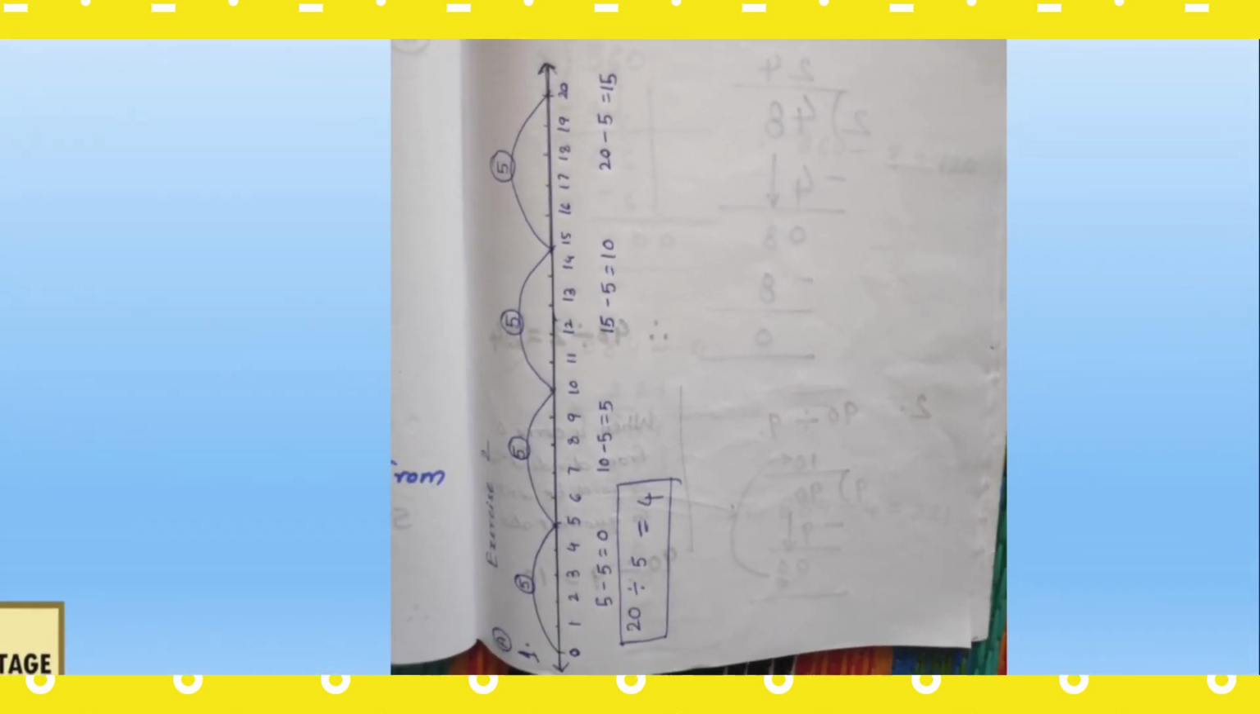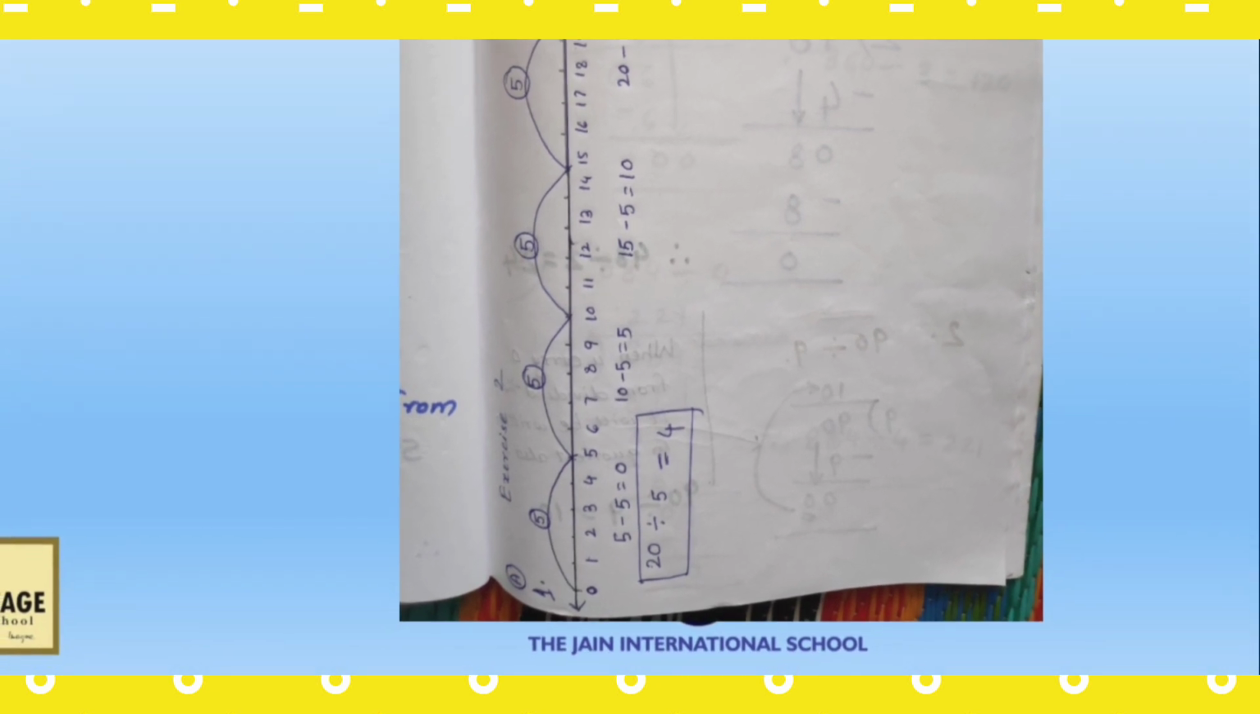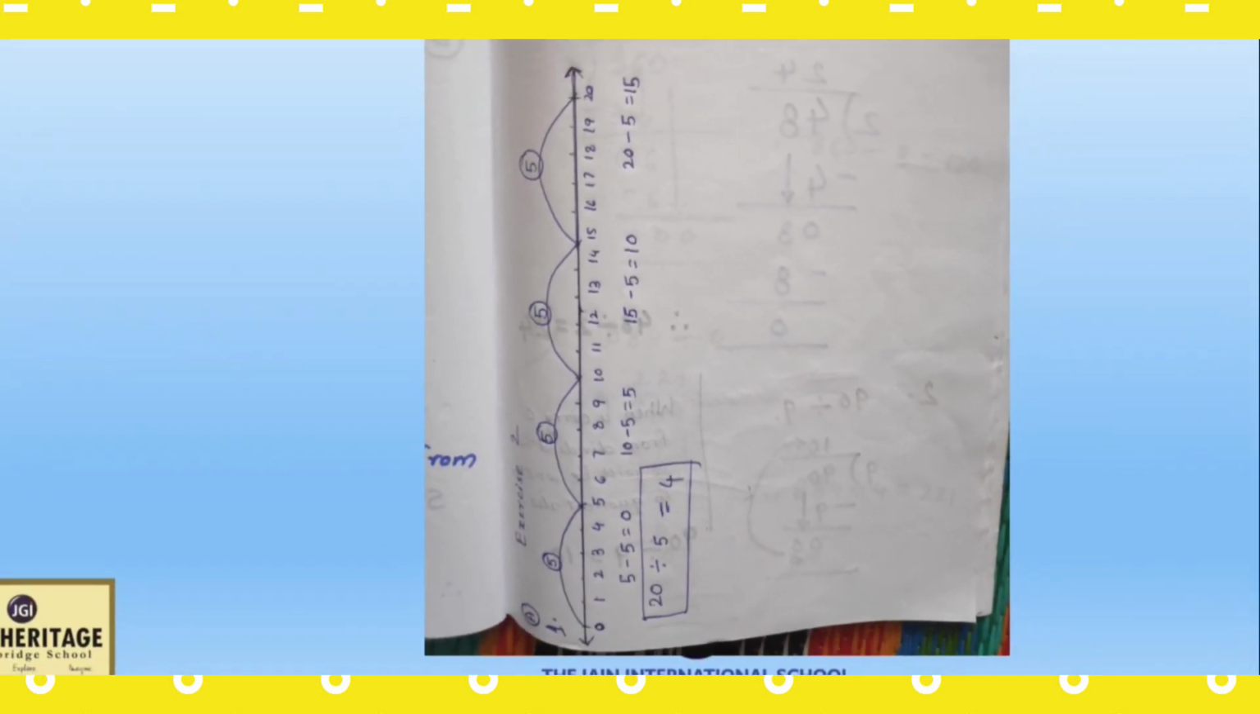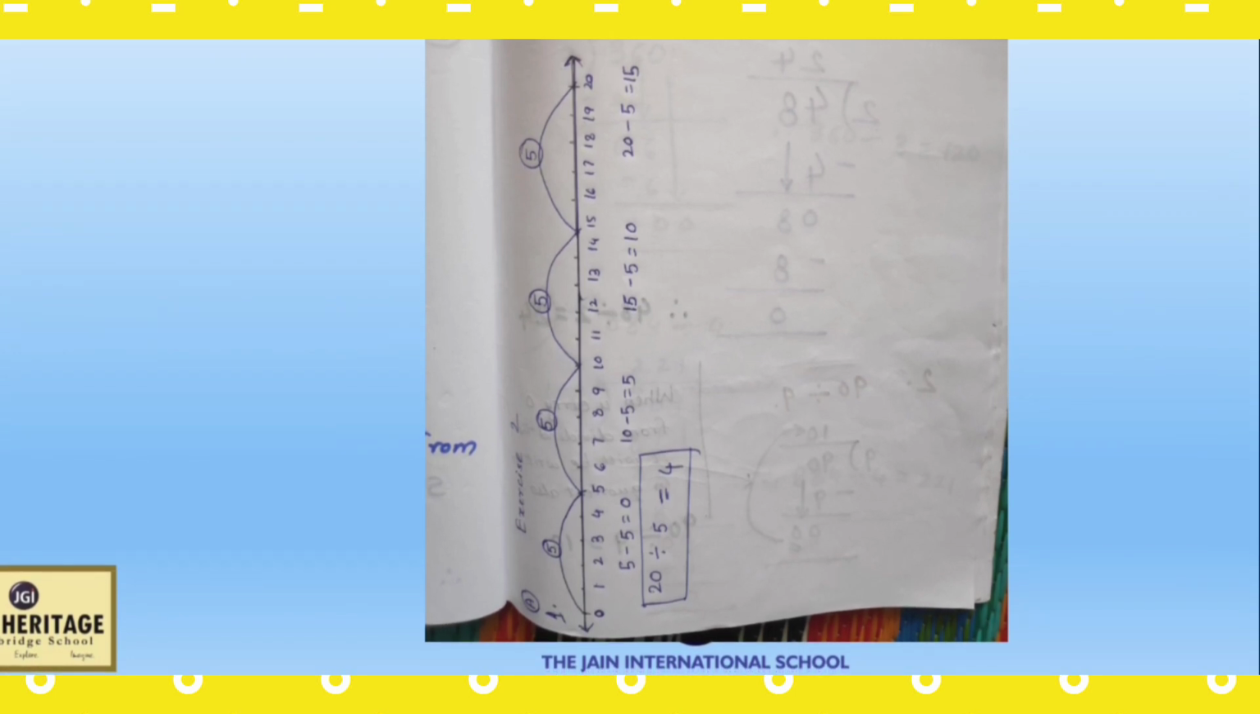Yes, you can see my screen. It is exercise 2, question number A. In that, the first question is 20 divided by 5. You have to show this 20 divided by 5 on the number line. Okay, so it is a number line from 0 to 20. You have to start jumping from 0 or from 20. You can also count it forward and backward together.